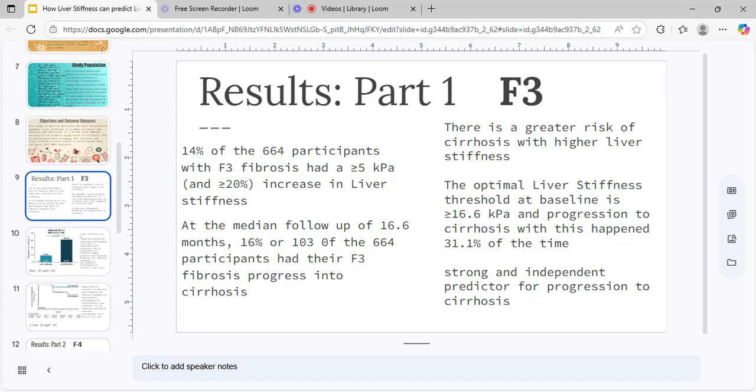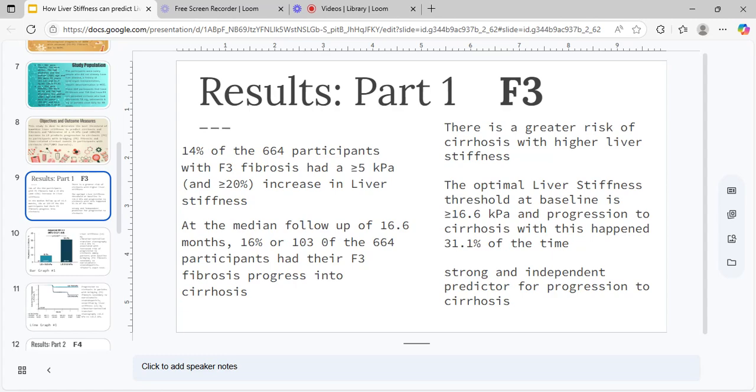So at the median follow-up of the 16.6 months, which again, like I said, they had the 48-week trial and then they had the 96-week trial. And so this is kind of the median follow-up of that. They found that 16%, or 103 of the 664 participants that was in the fibrosis trial progressed to cirrhosis. And as I explained before, fibrosis is like the stepping stone to cirrhosis, which I found pretty high percentage, and shows the correlation in liver stiffness and how liver stiffness can progress to fibrosis. I found that pretty interesting.